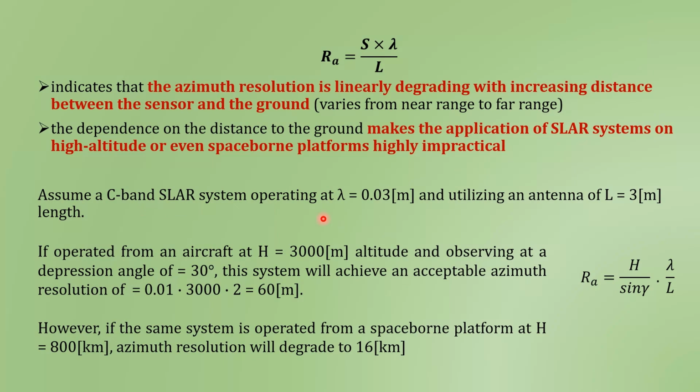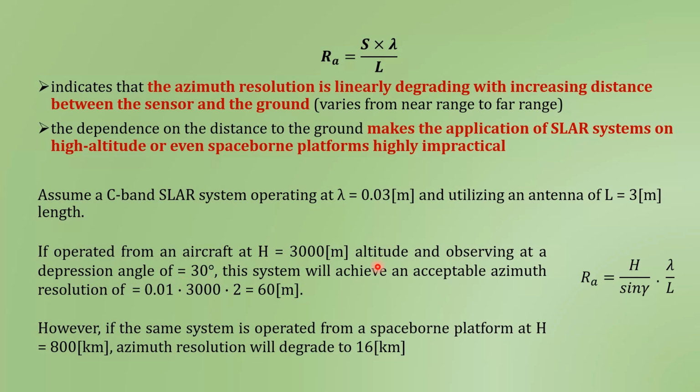Suppose there is a side-looking airborne radar system operating at a wavelength of 0.03 meter, utilizing an antenna having a length of 3 meter. Now we have two conditions. In the first condition, it is assumed that this system is operated from an aircraft flying at a height of 3000 meter and observing the terrain at a depression angle of 30 degrees.